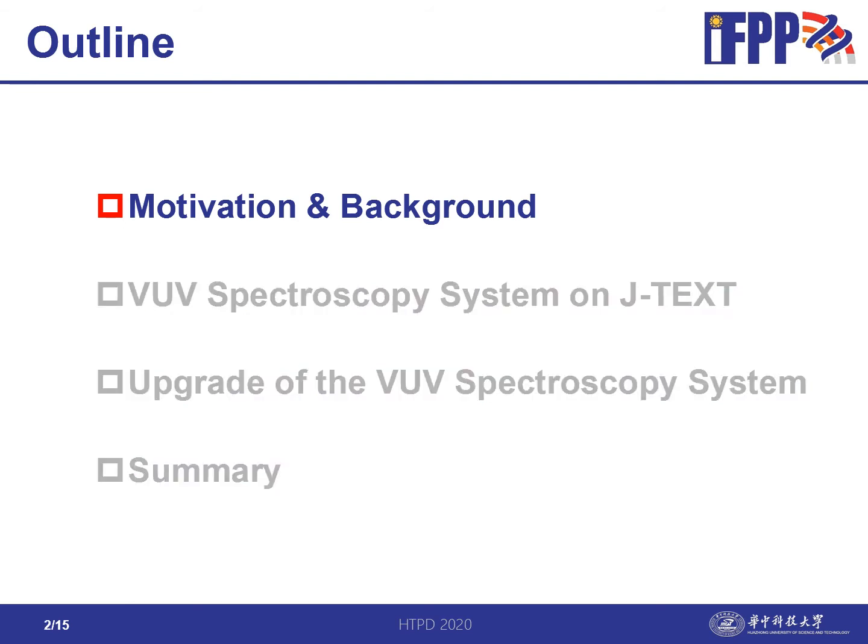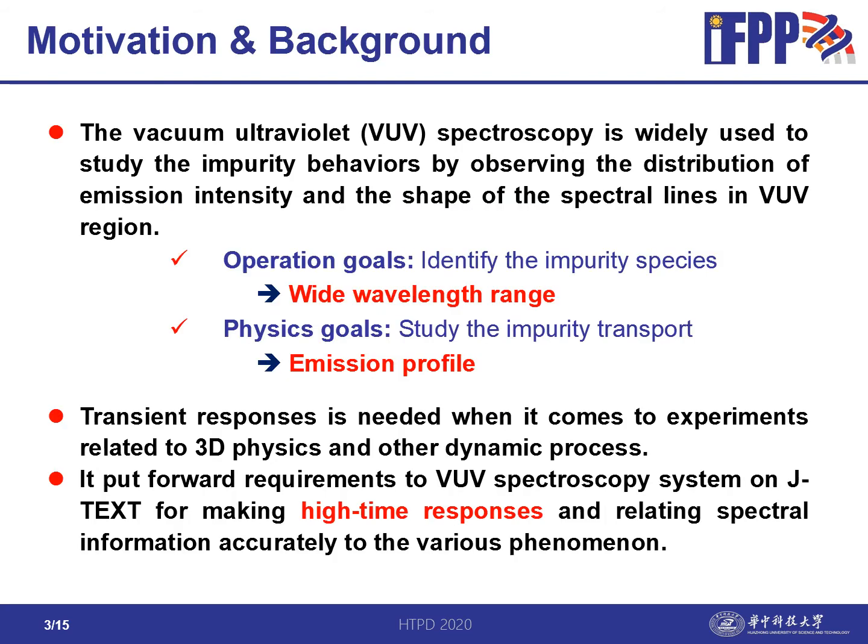Here comes the motivation and background. As with most high-temperature devices, the vacuum ultraviolet spectroscopy is widely used to study the impurity behaviors by observing the distribution of emission intensity and the shape of spectral lines in VUV region. They fulfill both operation and physics goals.